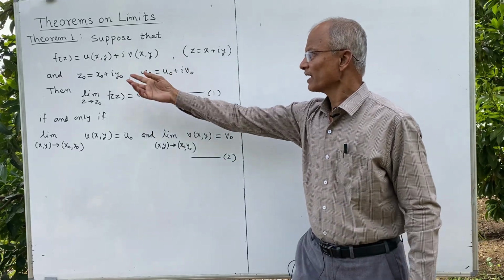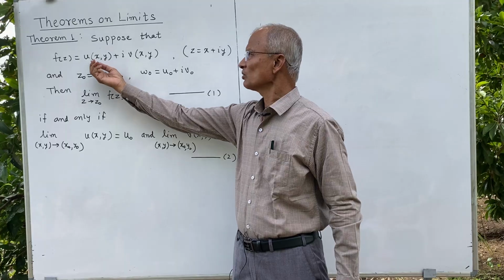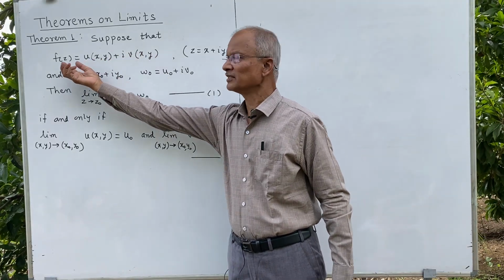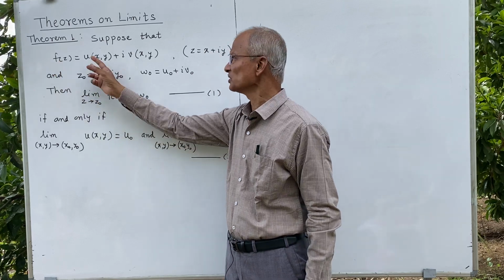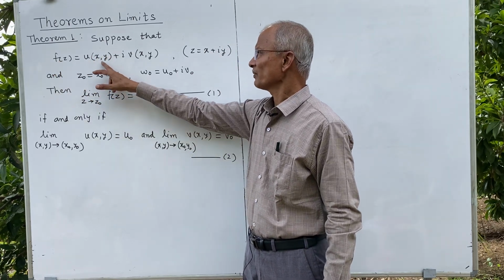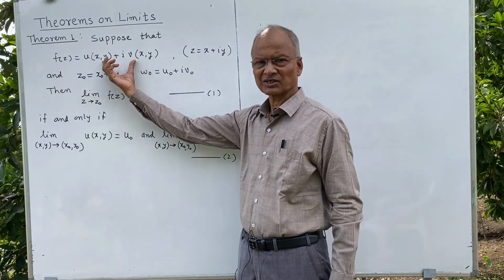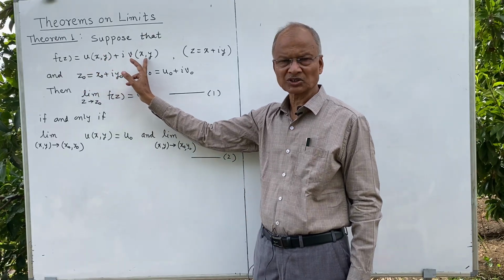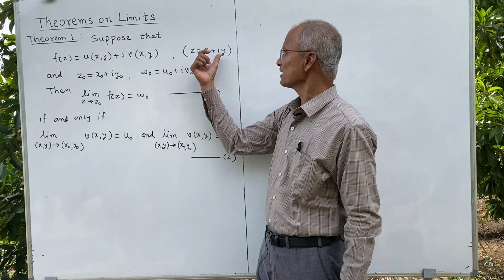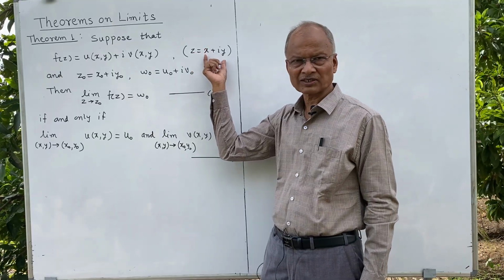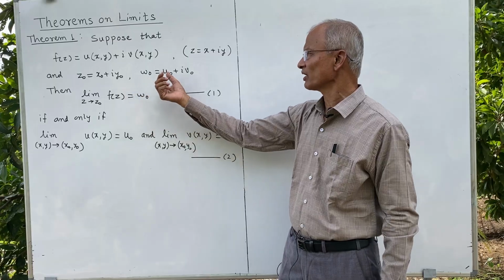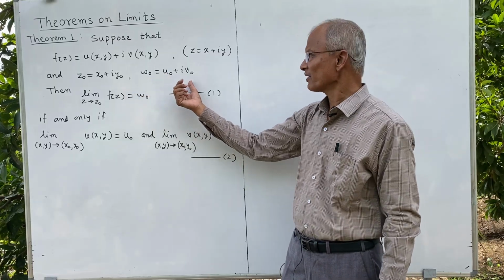Suppose that f of z is equal to u of x comma y plus i v of x comma y, that is, this function f of z is expressed in terms of its real and imaginary parts, where the real part is function u and the imaginary part is function v, where z is x plus i y is the complex variable, and z naught is x naught plus i y naught, and w naught we have denoted by u naught plus i v naught.